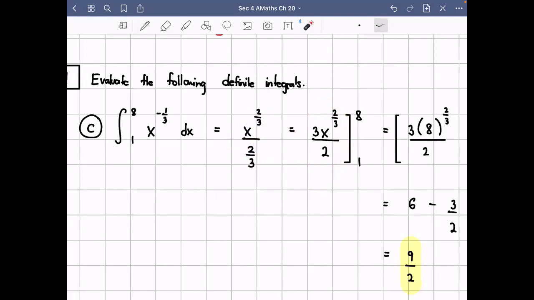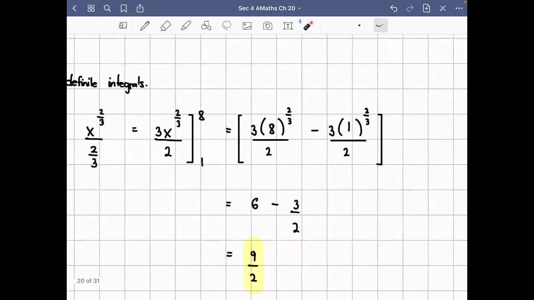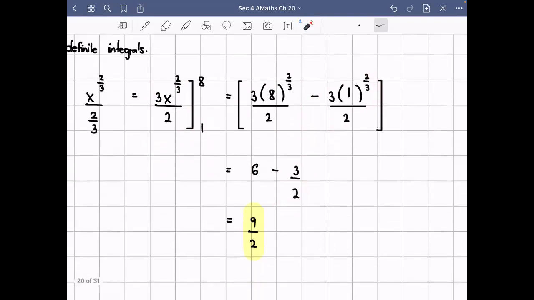And then now, what do we do next? We subtract the upper limit and the lower limit. So this is your upper limit. So using this term here, plugging in the upper limit and then minus using the same term, and then this time plugging in the lower limit. So evaluating this, you'll get 6, and then evaluating this, you'll get 3 over 2. And then therefore, your final answer is 9 over 2. Do you have any question?